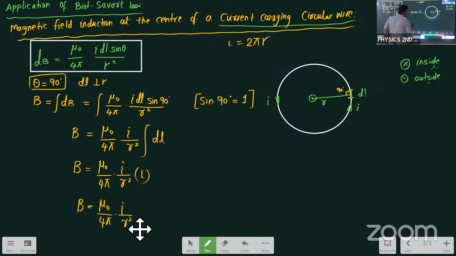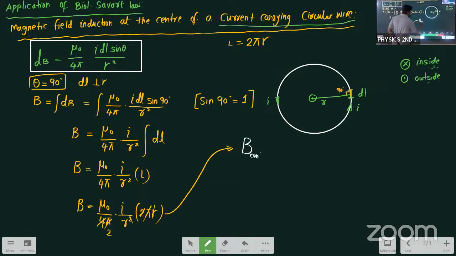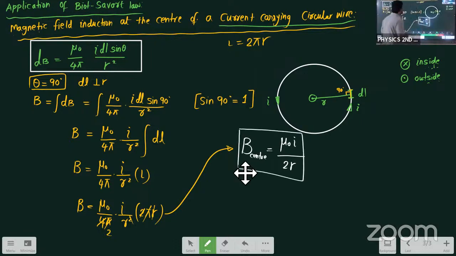What is the circumference of the circle? It will be 2 pi r. So this will become 2 pi r. From here pi gets cancelled, r square and r get cancelled, and 2 and 4 reduce to 1 and 2. So the net magnetic field, this is the final expression for the magnetic field at the center of a current carrying circular coil. What is the equation I am getting? Mu naught I divided by 2 into R. So this is the final expression for the magnetic field induction at the center of a current carrying circular wire.